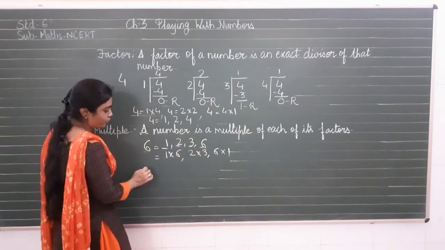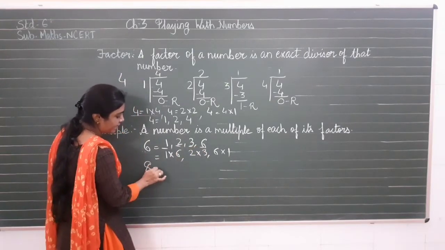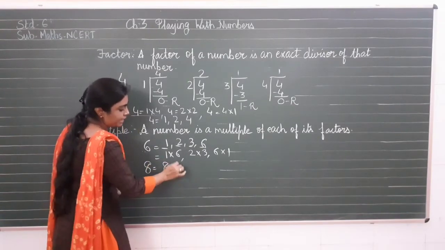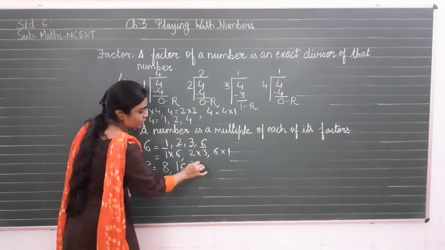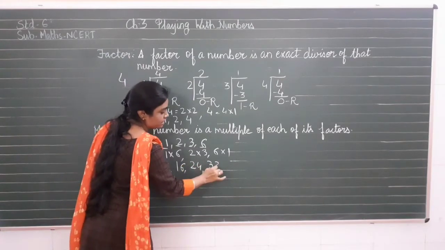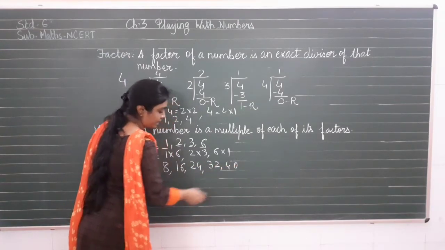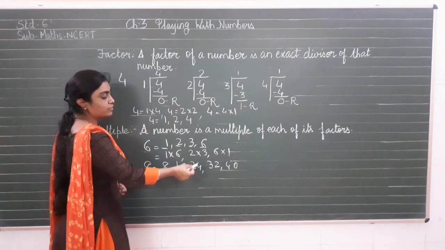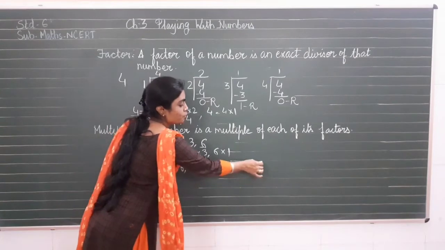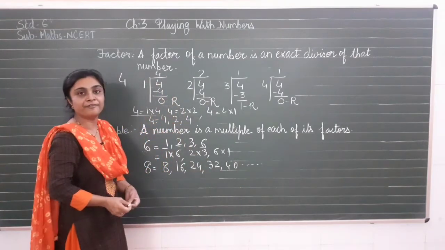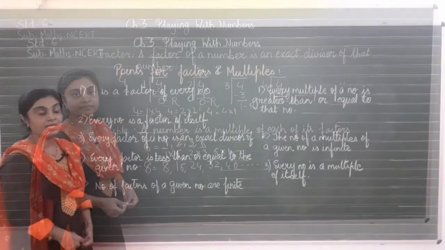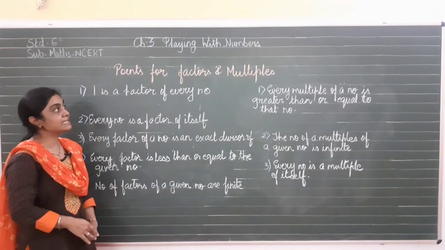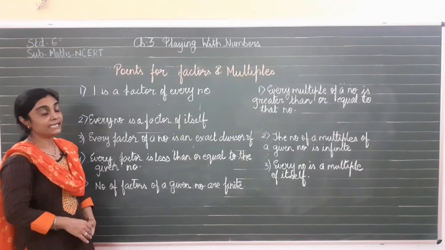Another example, suppose we take 8. Multiples of 8 will be 8 1s are 8, 8 2s are 16, 8 3s are 24, 8 4s are 32, 8 5s are 40. So the multiples of 8 will be 8, 16, 24, 32, 40 and so on, as multiples are infinite. Now we will see some rules for factors and multiples.